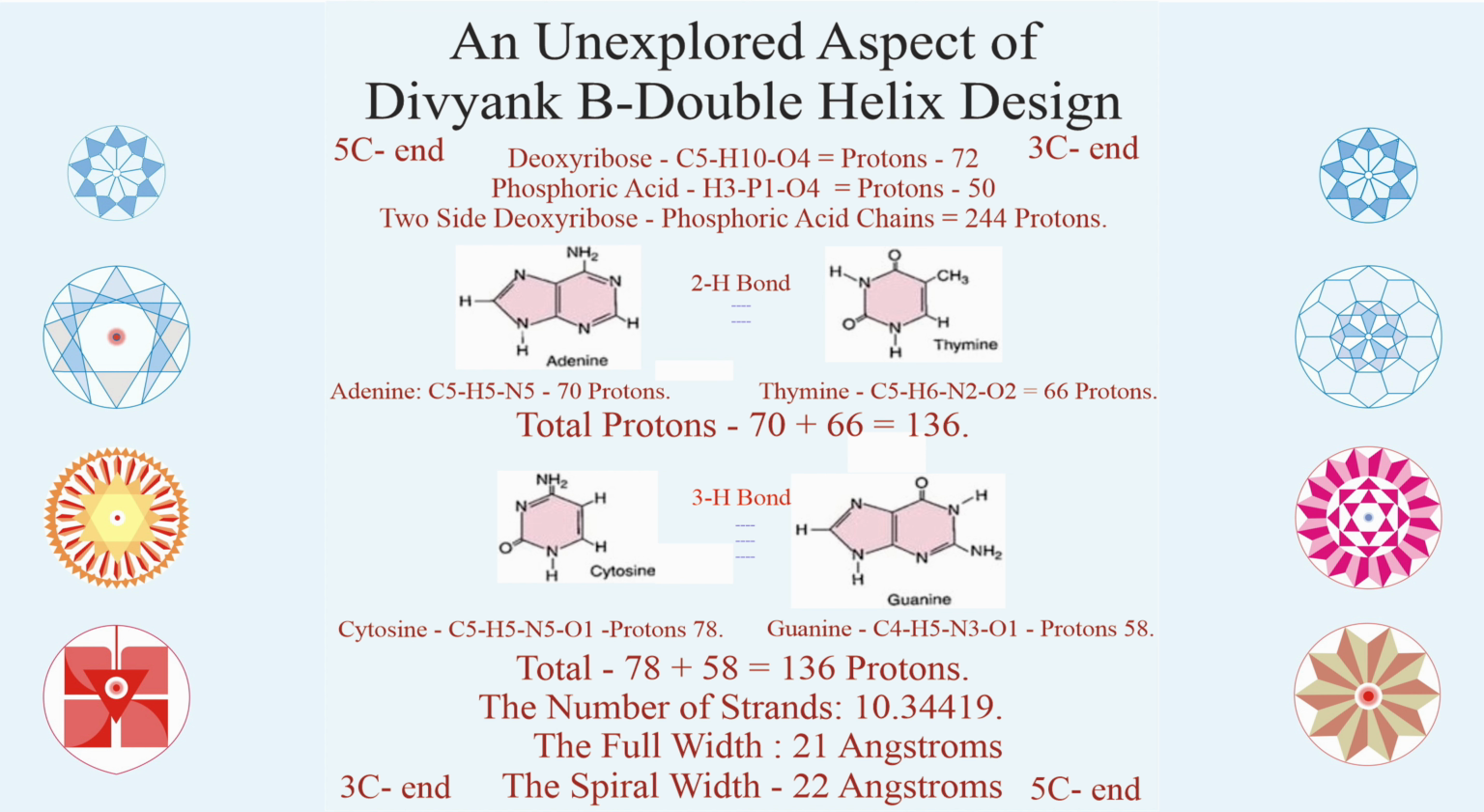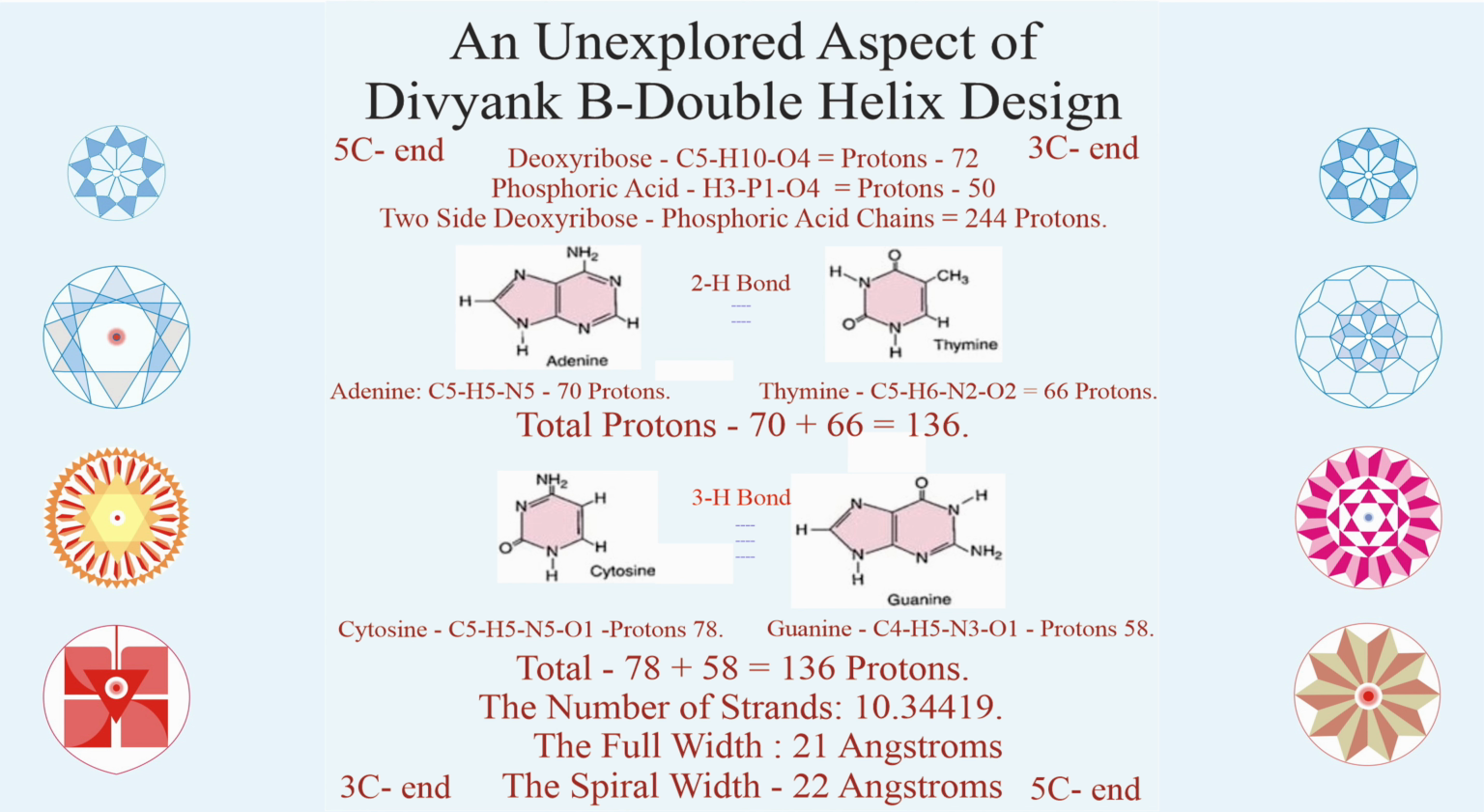Now let's talk about something unique. Adenosine and thymine is one combination we are going to see in DNA. Adenosine has 70 protons and thymine has 66. Together they are 136 protons between these two itself. You can see very clearly, and they have a bond of 2 hydrogen bonds between these two.